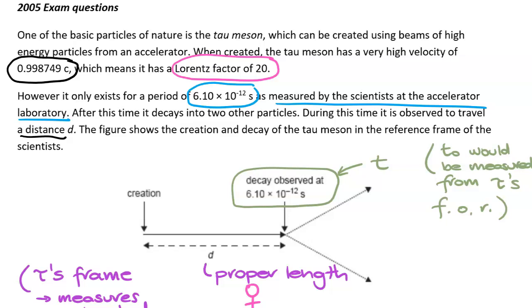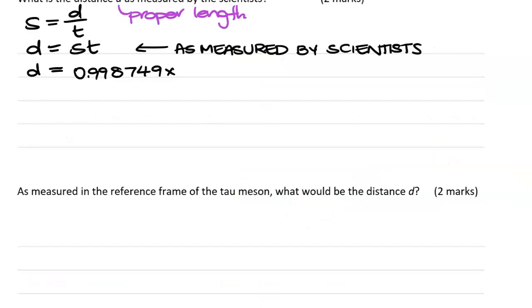So that was 0.998749 c. Lots of sig figs there. That was measured by the scientists. And again, the time period measured by the scientists was 6.10 by 10 to the negative 12 seconds. So let's substitute both of those values back into our equation. So we've got that value times c, and c is that 3.00 by 10 to the 8. And that time we mentioned. Let's get our calc and see what that is.